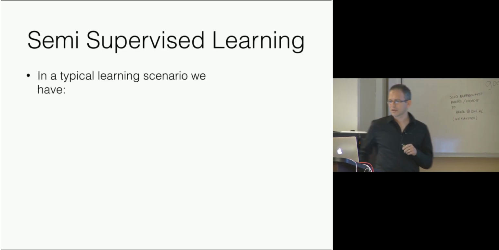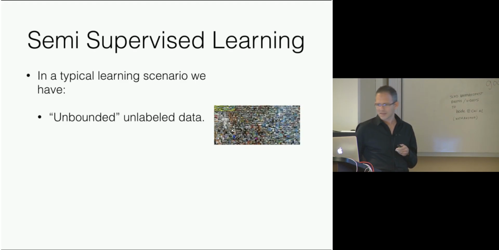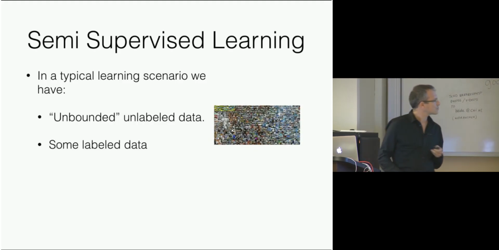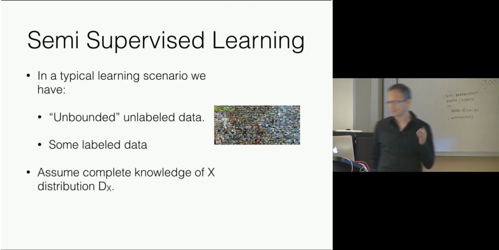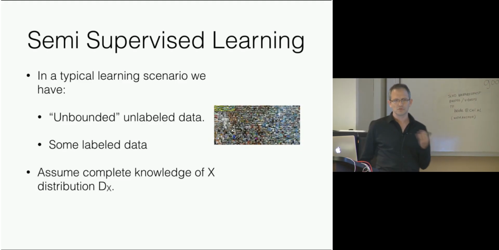Right. So we're looking at semi-supervised learning. In many learning problems, you have a lot of unlabeled data, practically unbounded, and some labeled data. The question is, what can you do with unlabeled data? If you know the distribution of unlabeled data, and here we're actually going to assume that you know the exact distribution, although we can change that as well, how does that help you use the labeled data? Can you use much less labeled data in that case?